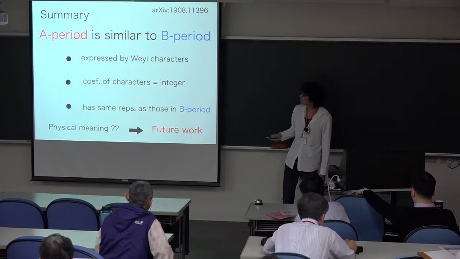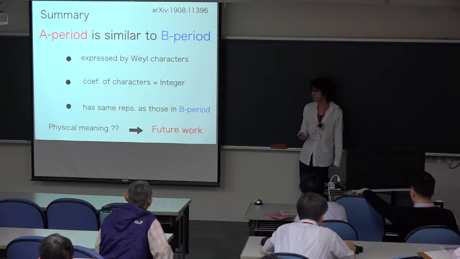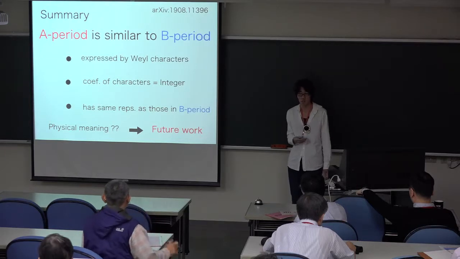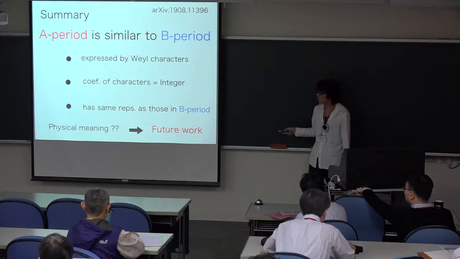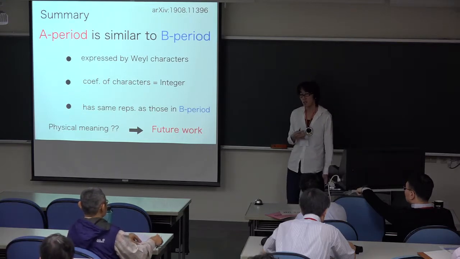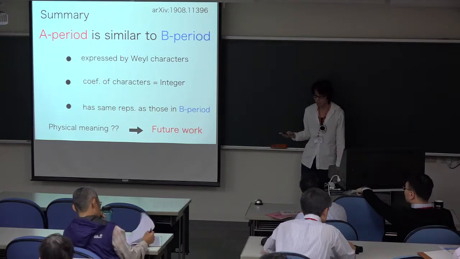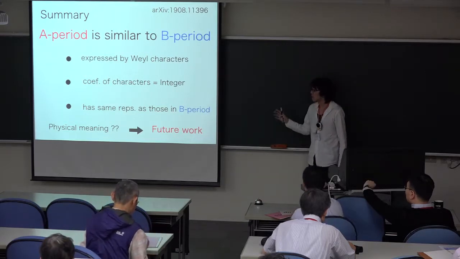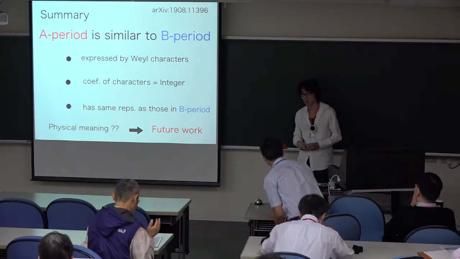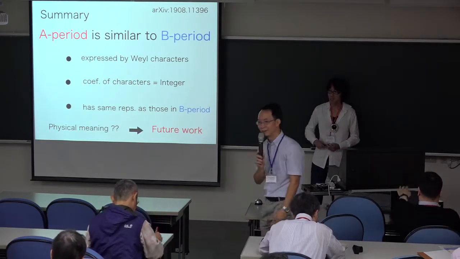The third, by combining these properties, we find that all of the representations of the characters appearing in the A period and B period agree with each other, except for one trivial case. Again, I would like to say that these properties strongly imply that the A period might be able to be interpreted in a physical sense. But so far, we don't know. So this is a quite interesting future direction, I guess. Okay, so this is what I would like to say. Thank you. Any questions?